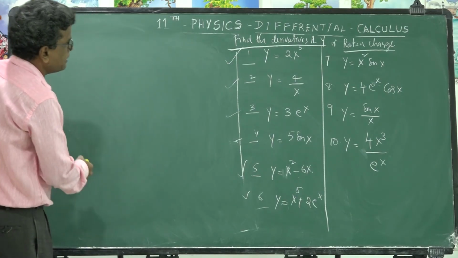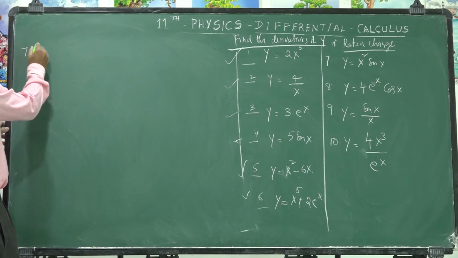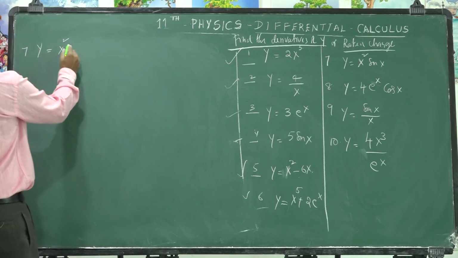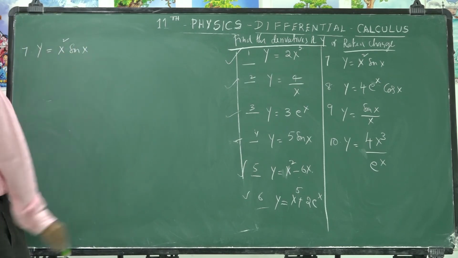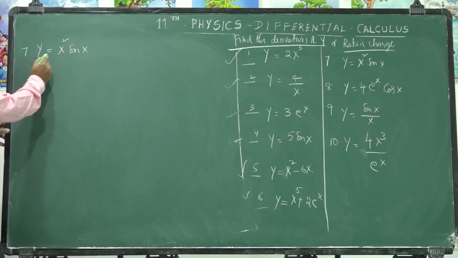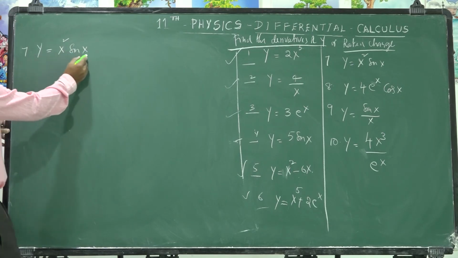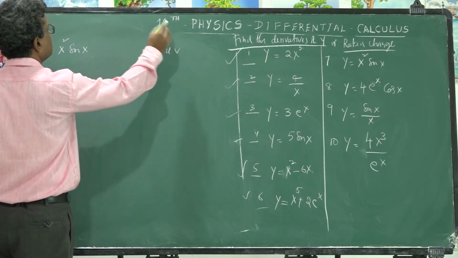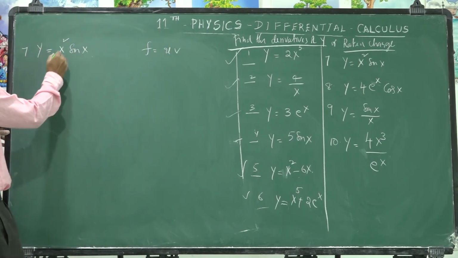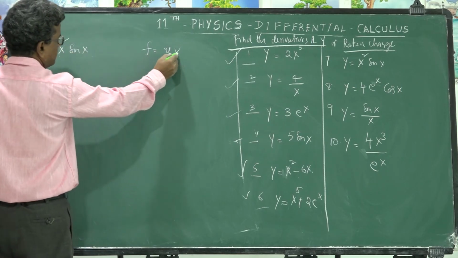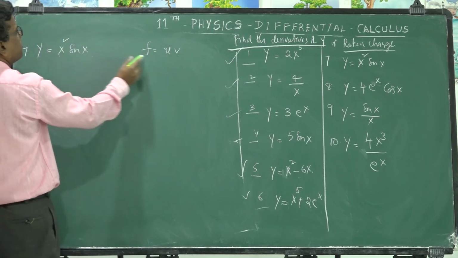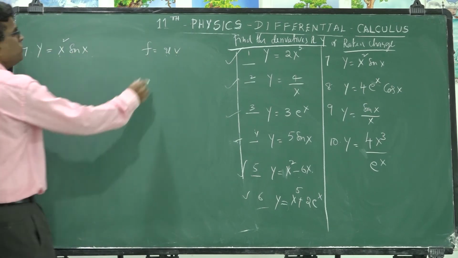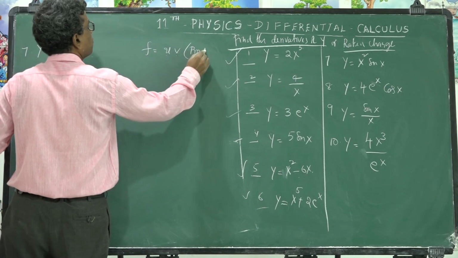The next one is the seventh one. y is equal to x square sin x. So this is a function, y depends on x. It is in the form of UV, so I am using the product formula. x square is one function, sin x is another function. You consider x square as u and sin x as v. So use which rule? Product rule.